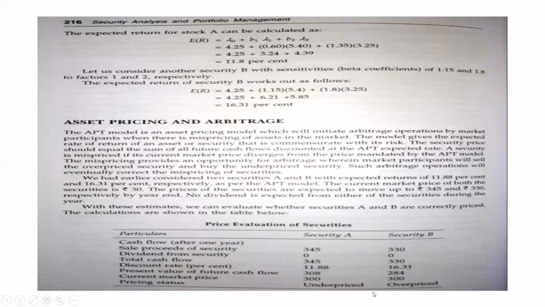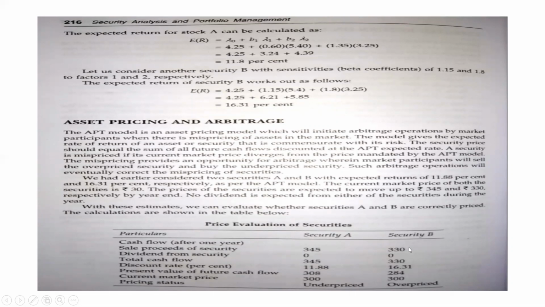So given different values, after 1 year security A is going to be 345, security B is going to be 330. They are not saying what the dividend is, so we are just going to ignore that. Then the cash flow is the exact amount that we'll get after 1 year. Then they have used the discount rates of 11.8 and 16.31, which we calculated previously. The present value of the 345 rupees received after 1 year is worth 308 right now.